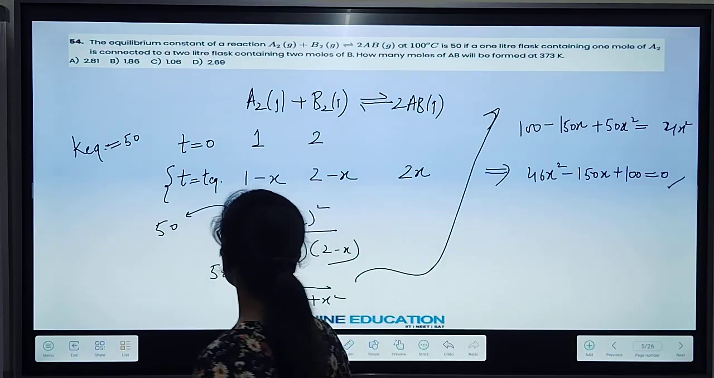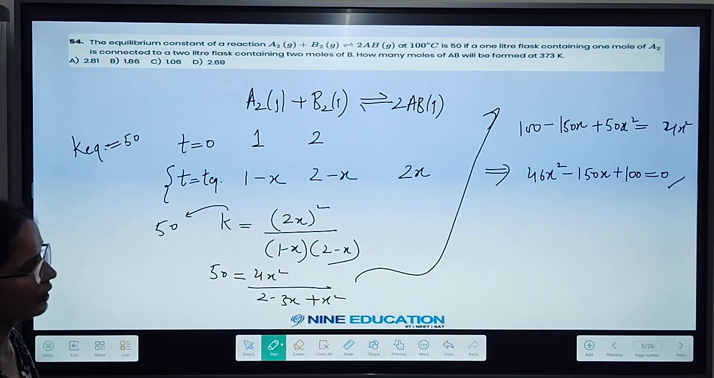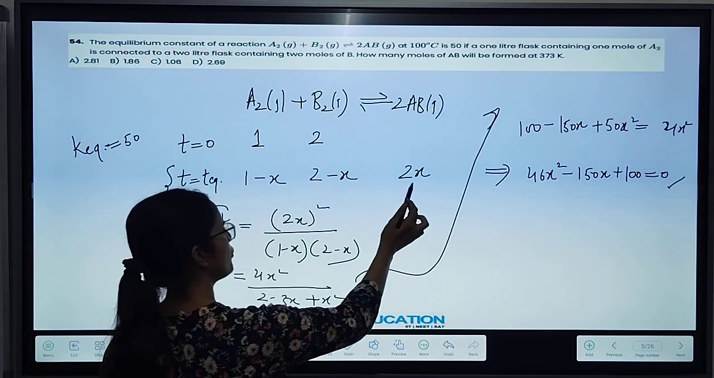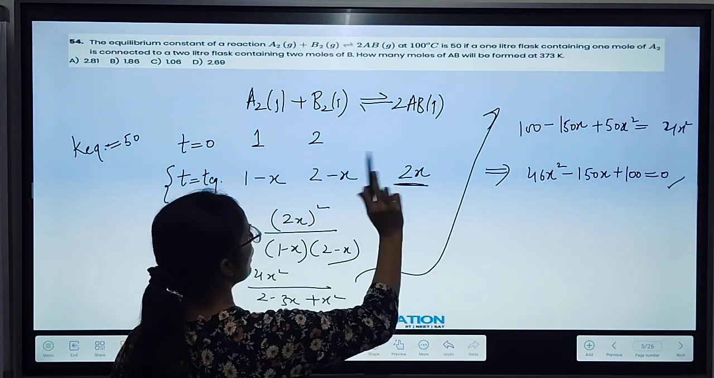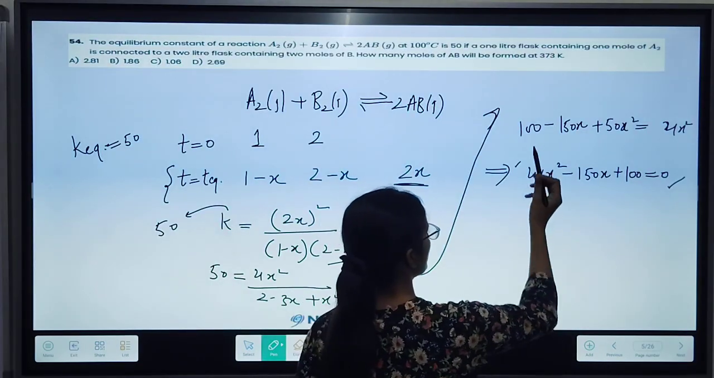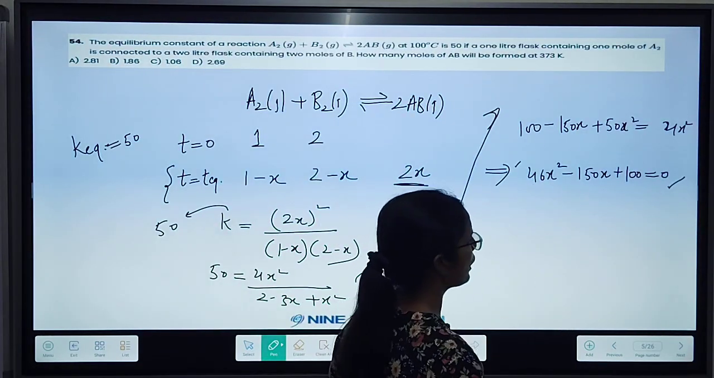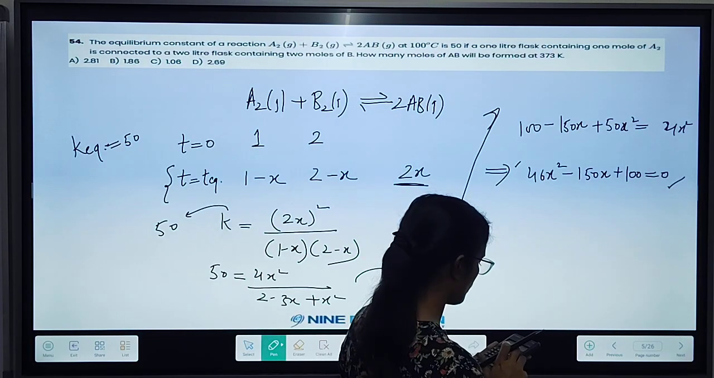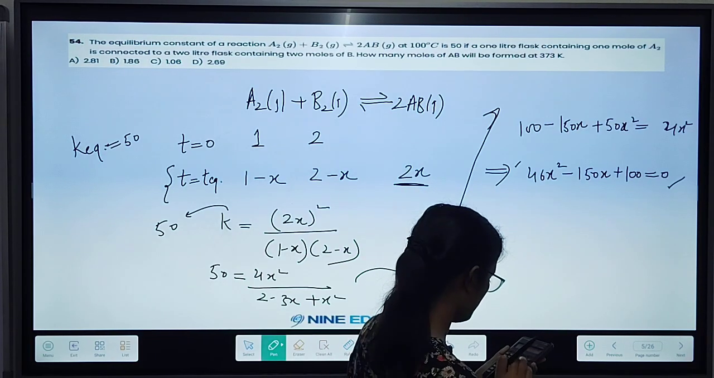Now the next task will be solving this equation and getting the value of x, because ultimately they are asking how many moles of AB will be forming. So once the x value comes, you can simply multiply by 2, and it is a normal quadratic equation, so we can easily find the value of x. Just give me a moment. Let me find out what x values we get from here.